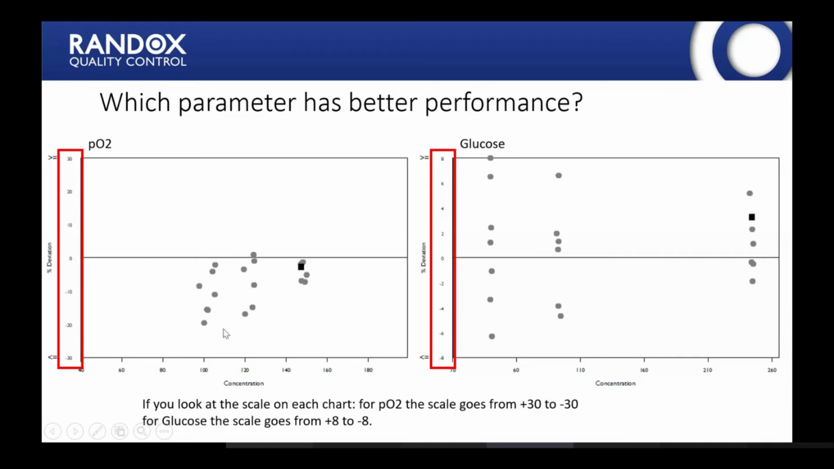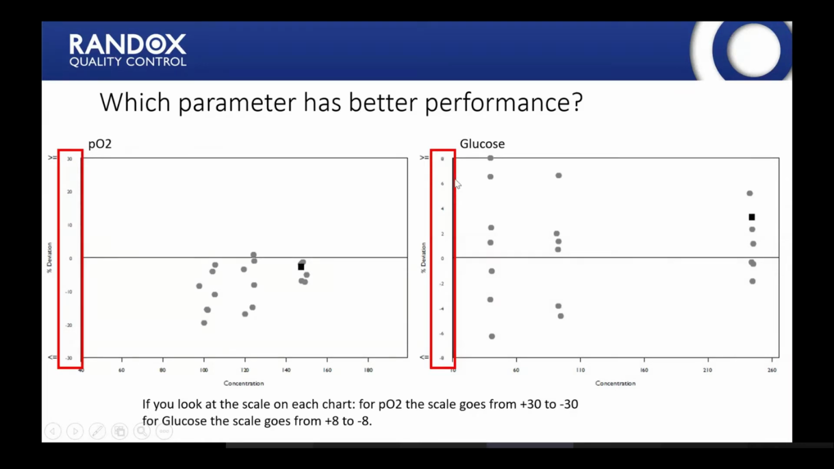All these results here in this area would be falling outside the performance that this lab has for glucose when we compare the two charts. So when we're looking at our percentage deviation charts, we always need to look out for this scale. It changes for each parameter, and it will change also based on the lab's performance for each sample, and the original scale will be based off the TDPA.